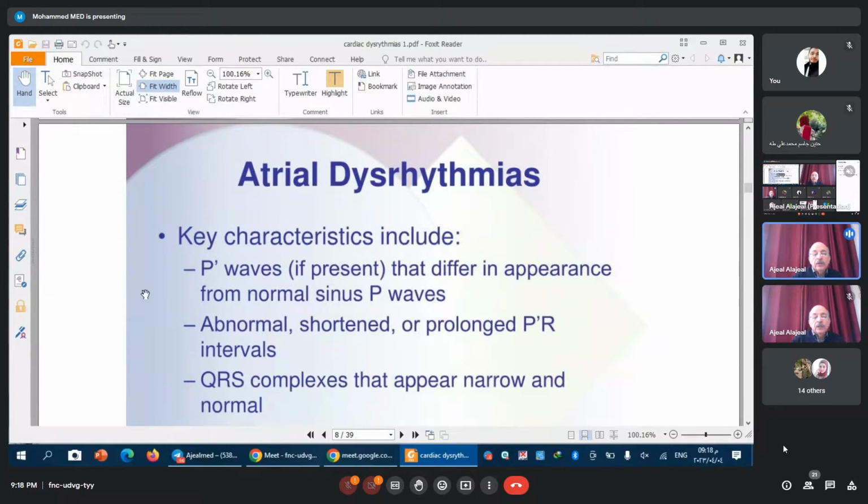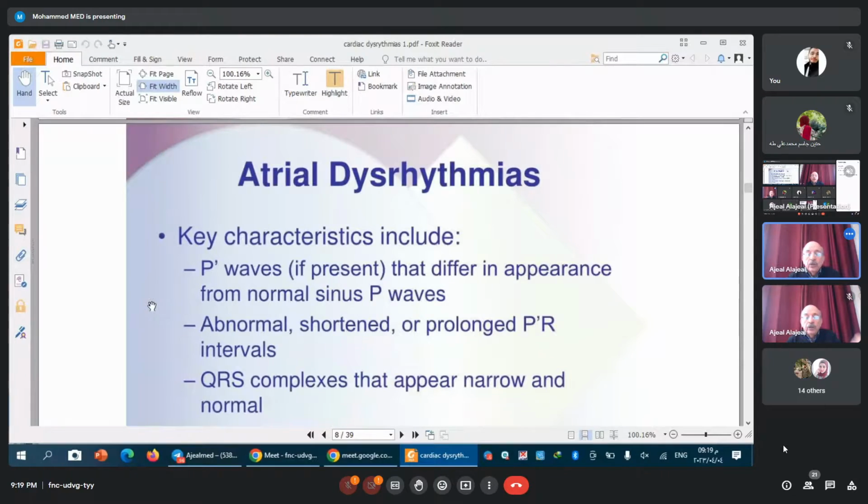What do we see in atrial dysrhythmias? First of all, the P waves. In atrial dysrhythmia, there is a P wave, but it is not a normal P wave, because there is a different location.